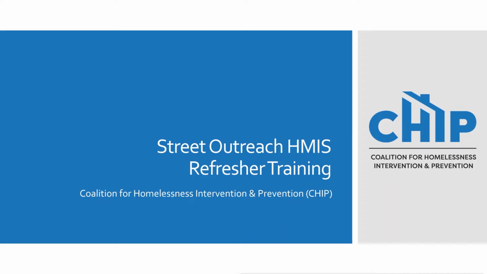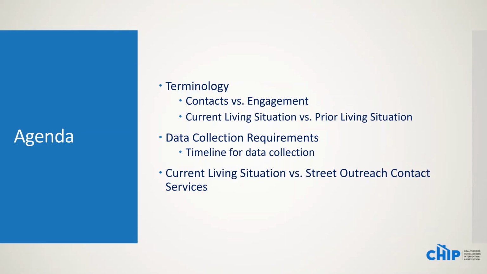So again, for the agenda through today, like I had mentioned, we're going to be talking a little bit about terminology, in particular, what does a contact mean versus an engagement? What is a current living situation versus a prior living situation? Why it's important to differentiate that. What are some of the timelines for data collection? And then talk a little bit more. Recently, there's been a shift to document more of a current living situation rather than just the street outreach contact service. And again, that is stemming from HUD's data standards update. So let's talk a little bit about terminology.